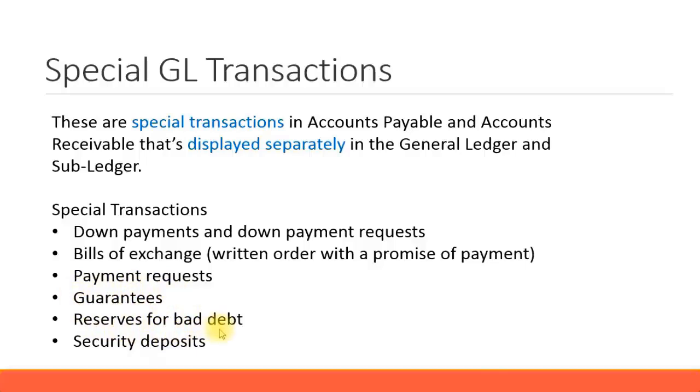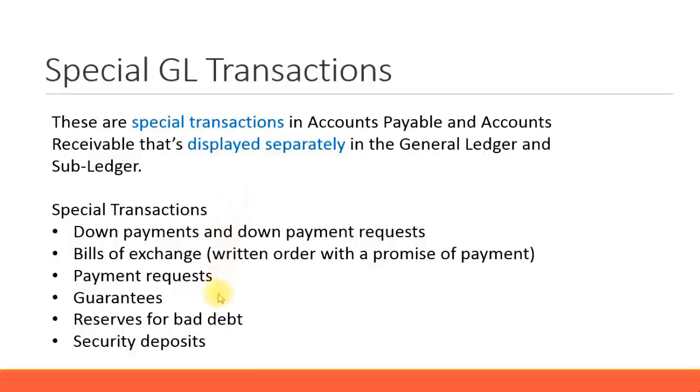Reserves for bad debt. For example, you might keep aside some amount expecting that some customers will not be able to pay the balance amounts required. So this is called bad debt. Also security deposits, some fixed term deposit or any kind of deposits which you might just keep aside. It will be displayed as a separate line item in the general ledger, not in the standard line items. We'll have a look at it later in the slides.